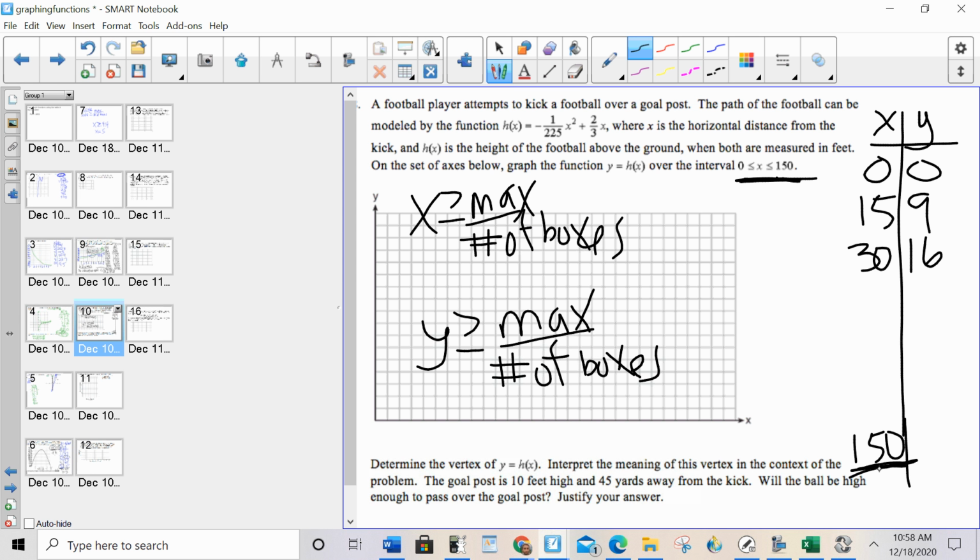Find your scale, set up your axes just like we did in the previous questions, plot the points, draw your graph. Answer the follow-up questions. It's not too bad, but you just need to kind of go through it and obviously build on everything else we did.